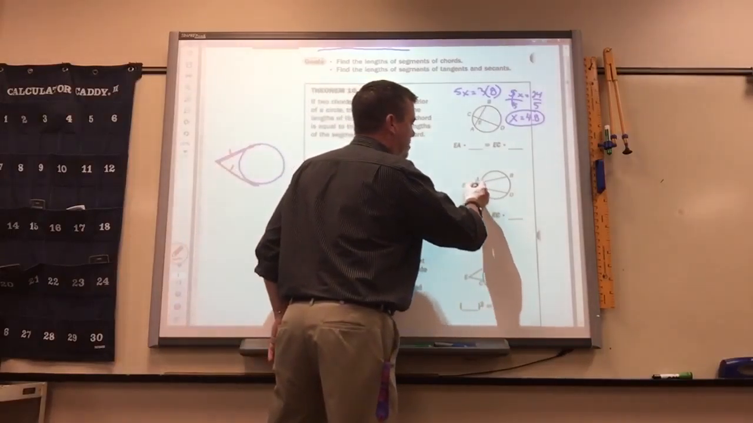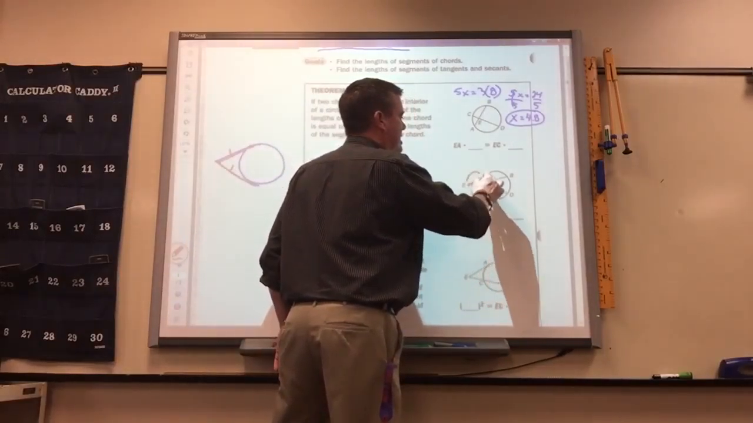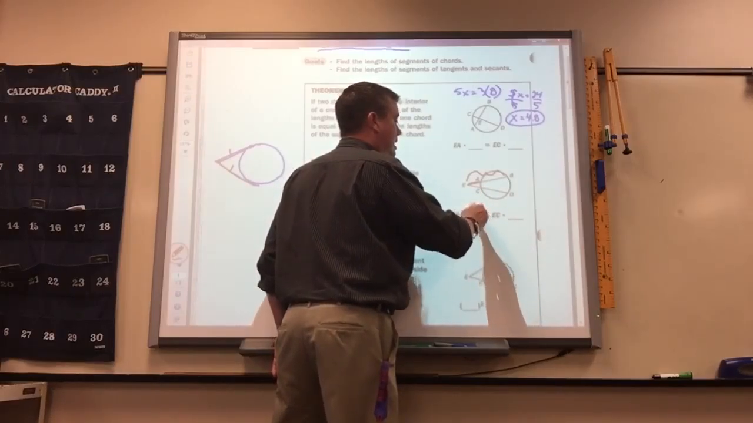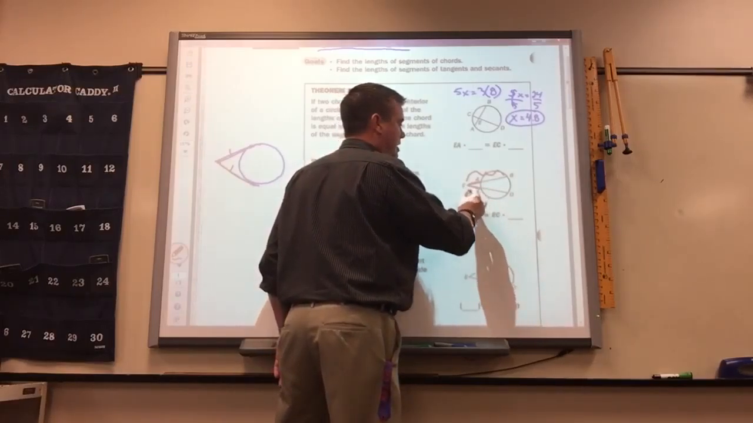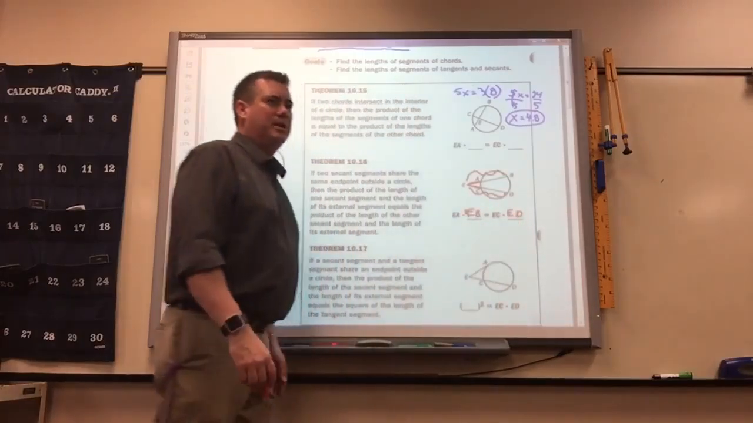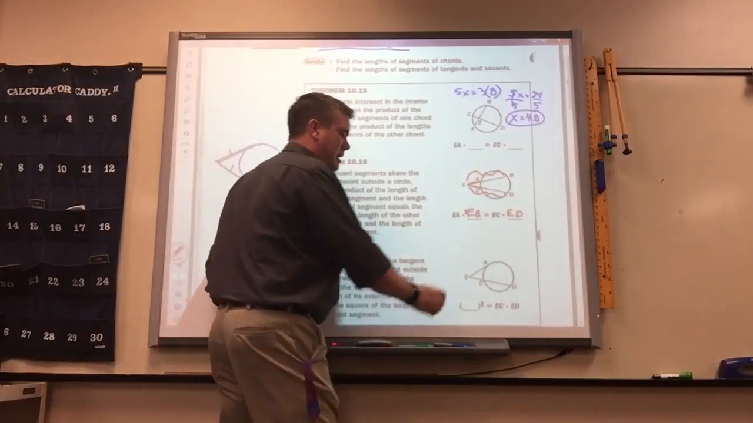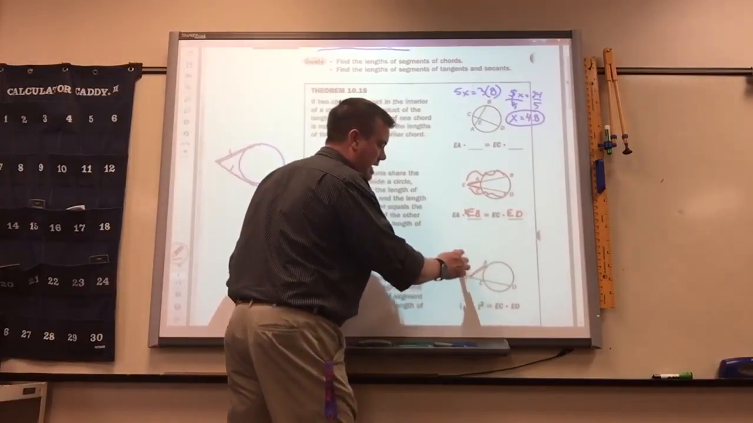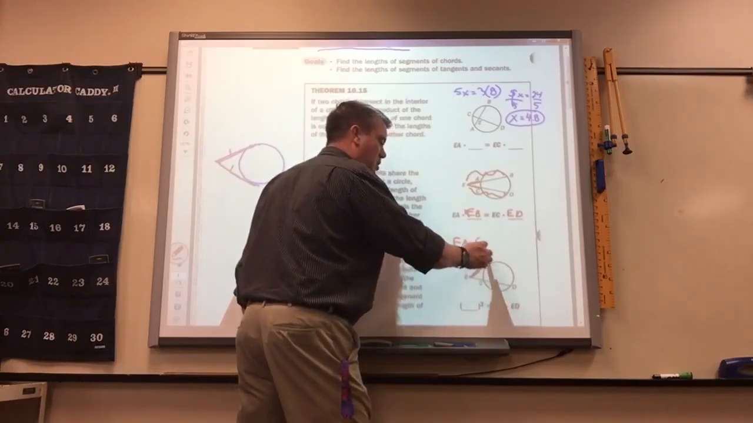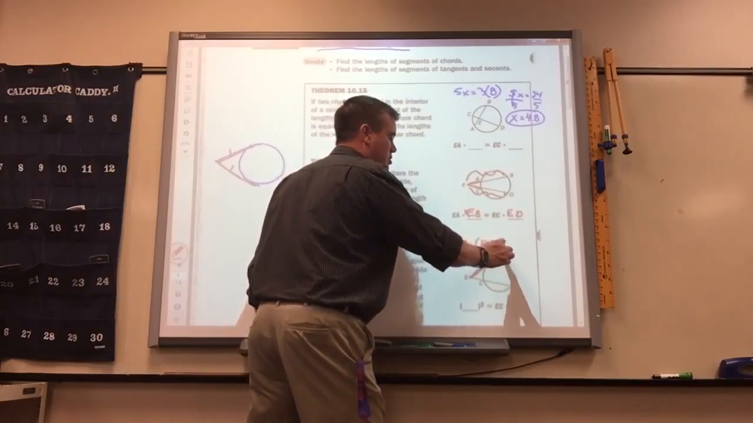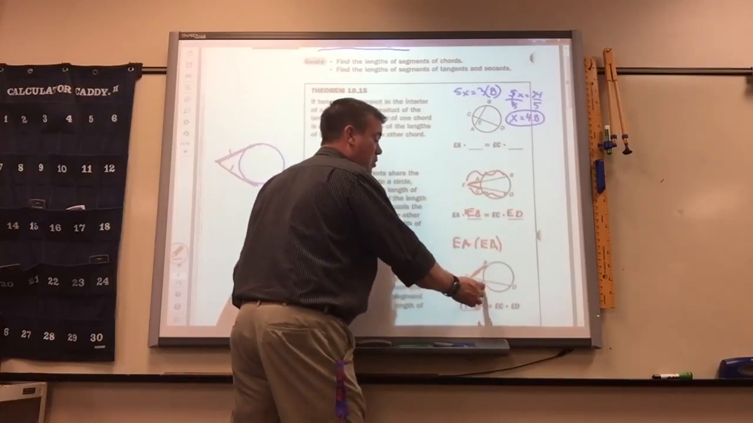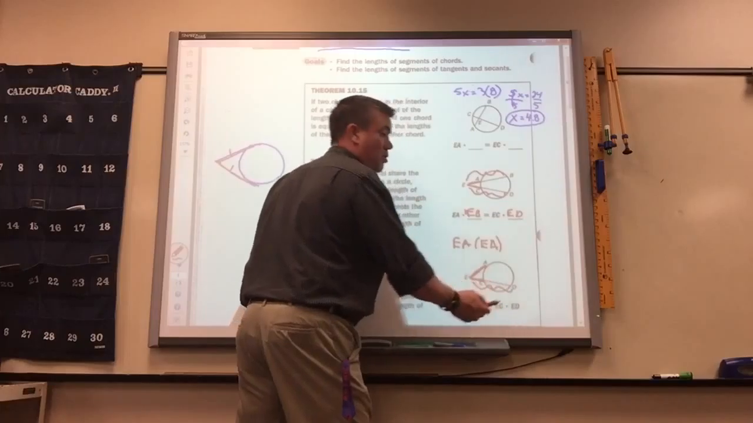It's the outside piece, EA, times the entire length equals the outside piece, EC, times the entire length. Okay? So this is the same thing. It's the outside piece, which is EA, times the entire length, which is also EA. So instead of putting EA times EA, they just put EA squared. Equals the outside piece times the whole length.